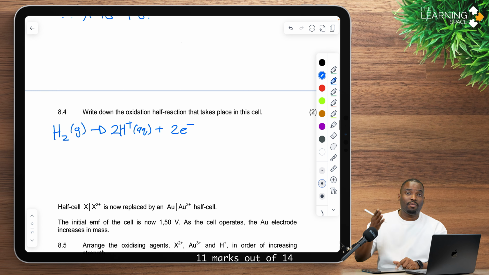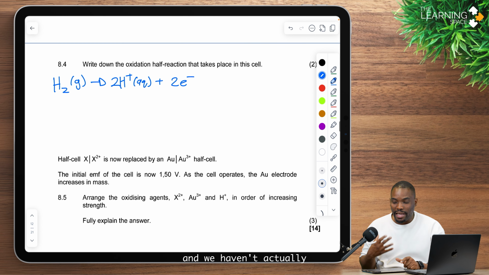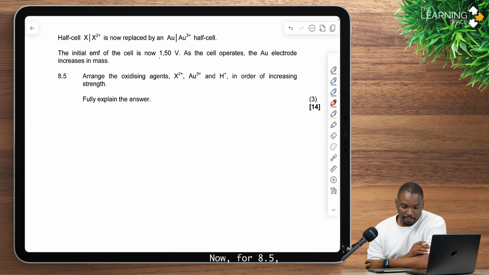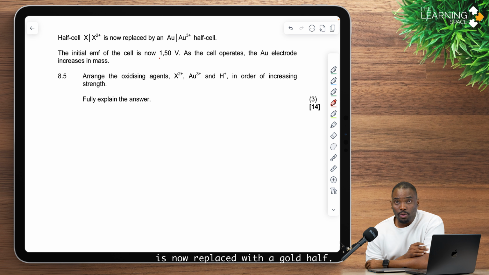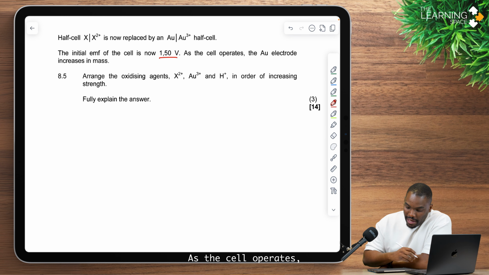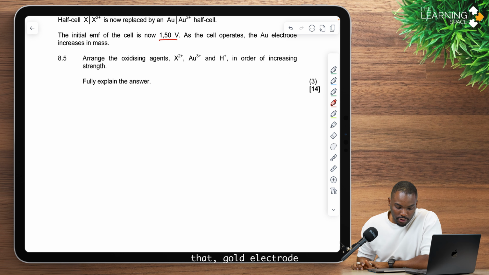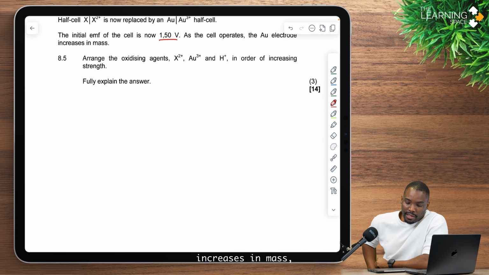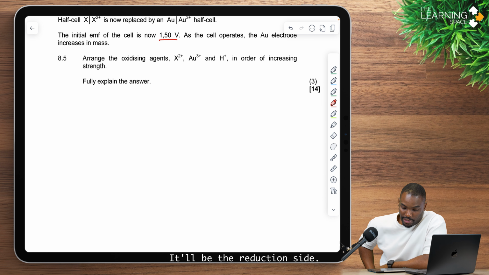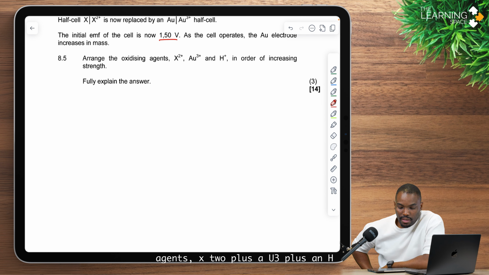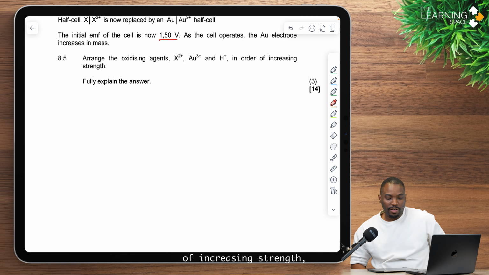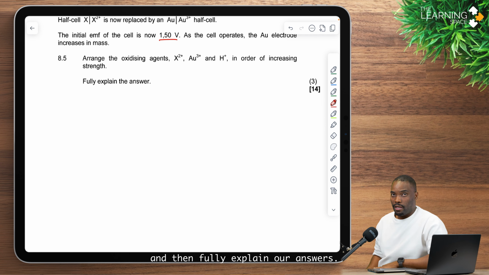Now we're already at 11 marks out of 14, and we haven't actually had to use our brains. Okay, now for 8.5, we're told that the half cell X and X2 plus is now replaced with a gold half cell. The initial EMF of the cell is now 1.5 volts. As the cell operates, the gold electrode increases in mass, which means it's going to be the cathode, the reduction side. Then we're told to arrange the oxidizing agents X2 plus, Au3 plus, and H plus in order of increasing strength, and then fully explain our answers.